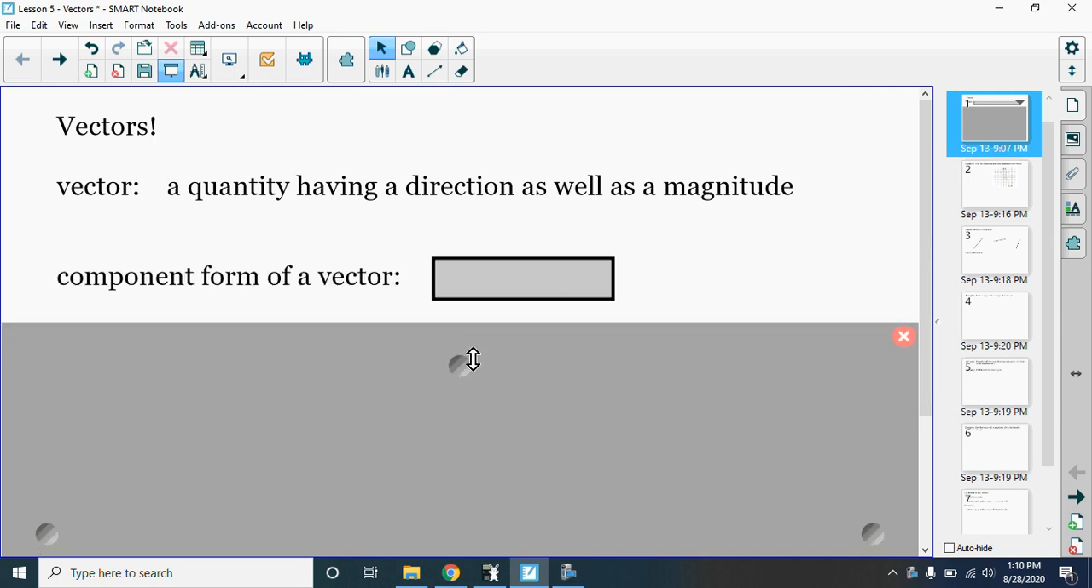The way we write vectors, we usually write them in their component form. It looks like this. We've got a less than symbol and a greater than symbol on the outsides to show that it's a vector. And we write how much the x value changes, comma, how much the y value changes.